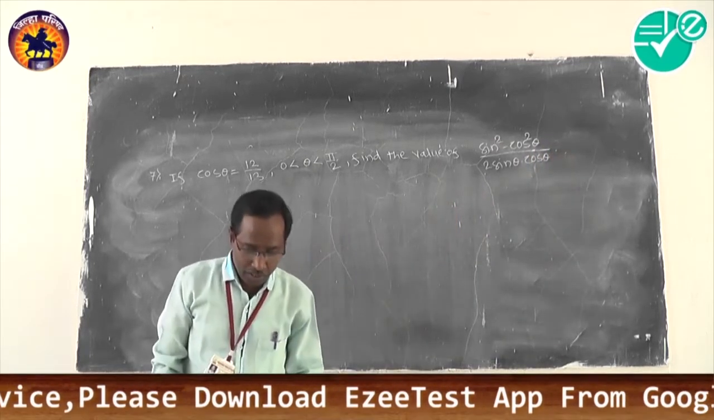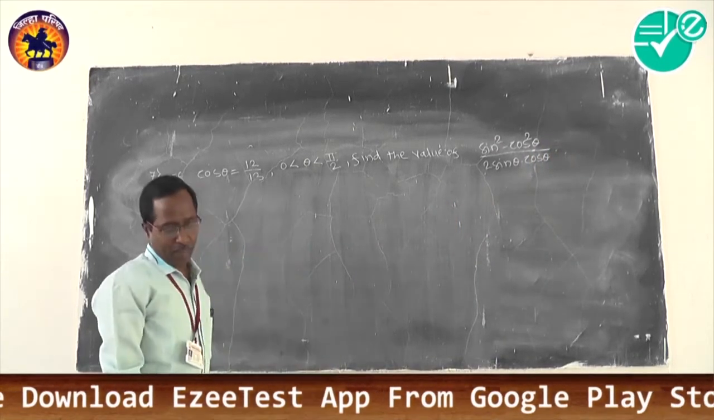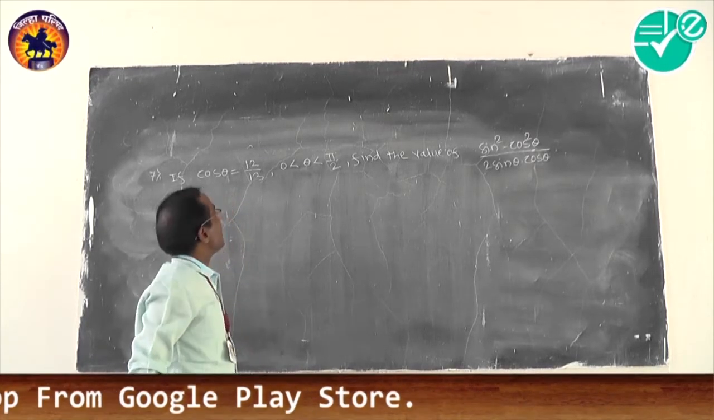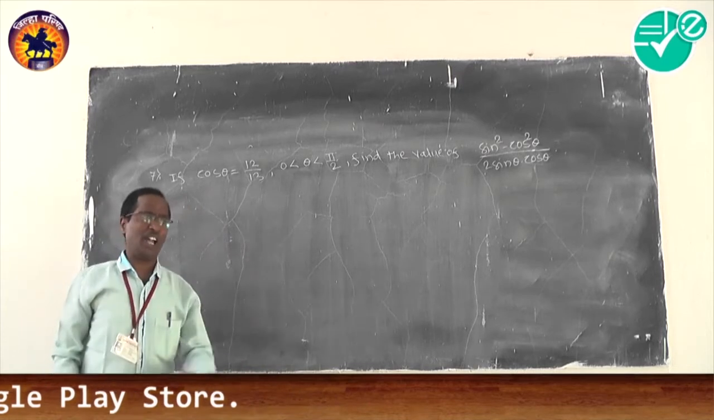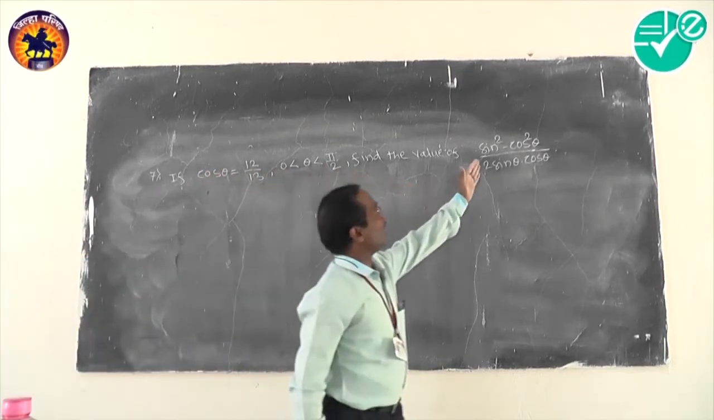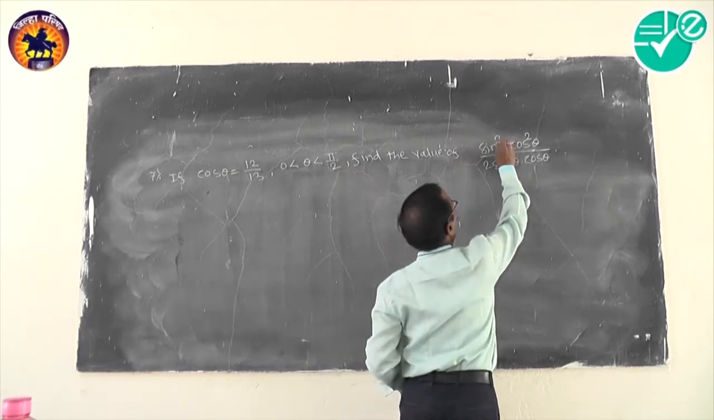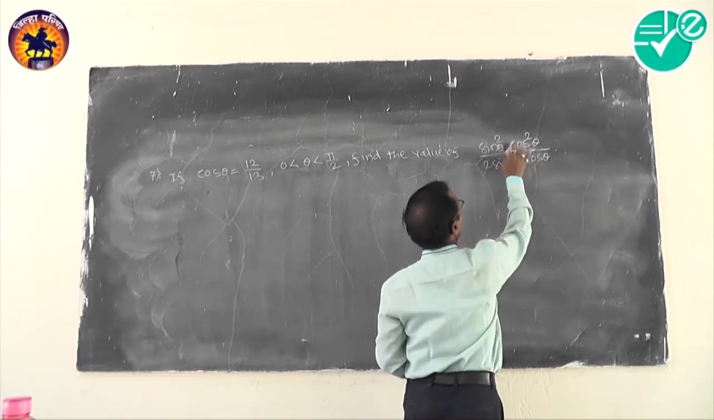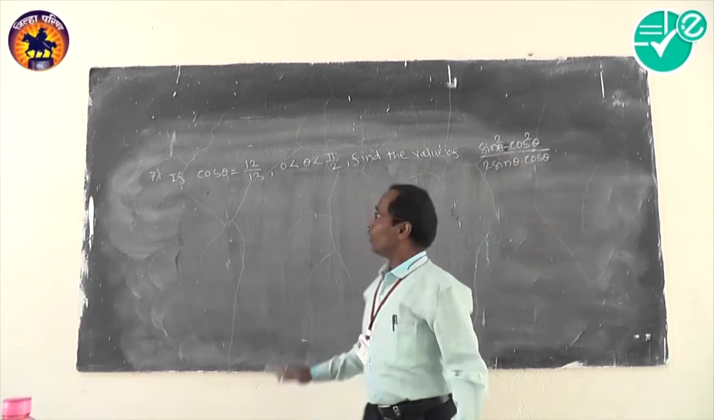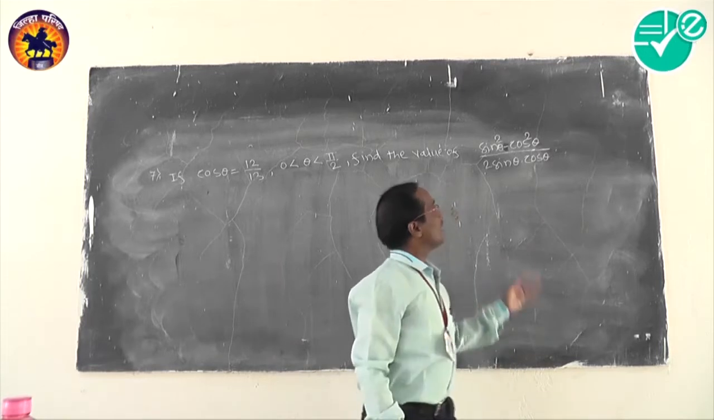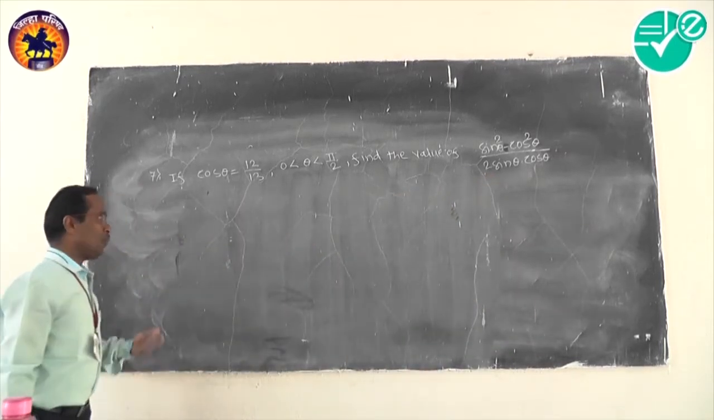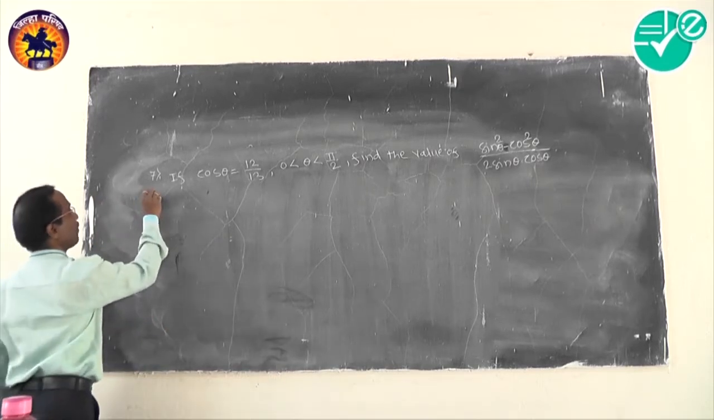Now I want to find the value of sin square theta minus cos square theta upon 2 sin theta into cos theta. So how can we find it? The value of cos theta is given. We want to find the value of sin square theta minus cos square theta upon 2 sin theta into cos theta. Since the value of cos theta is given, we want to find the value of only sin theta. So how can we find the value of sin theta?